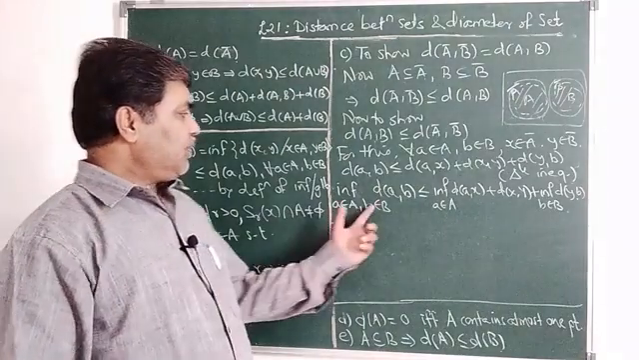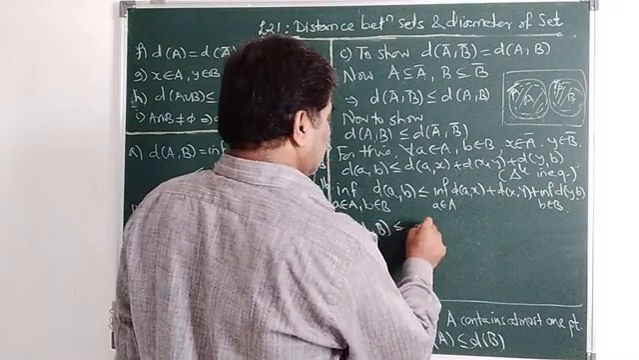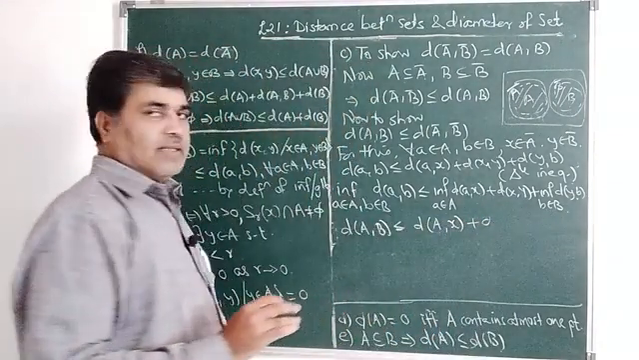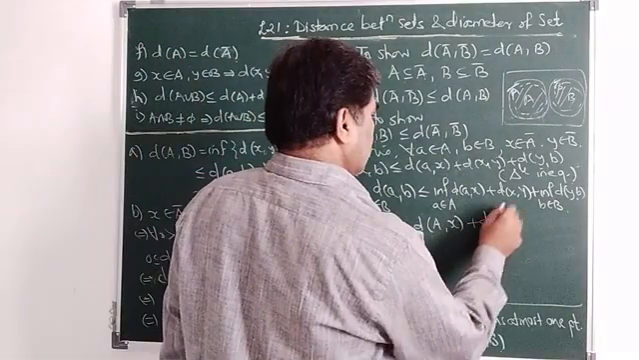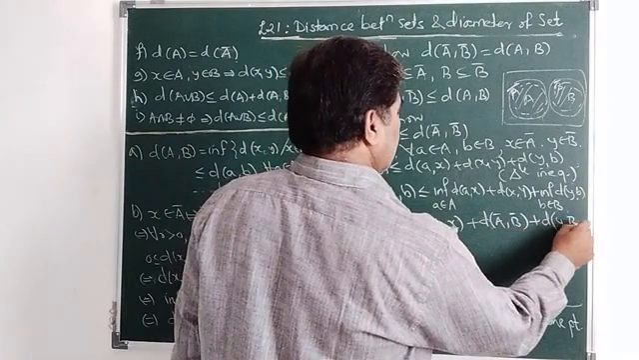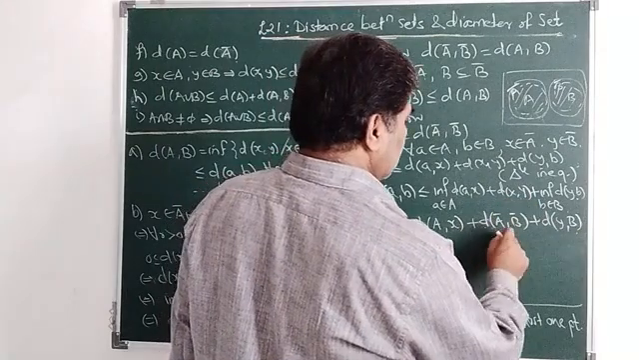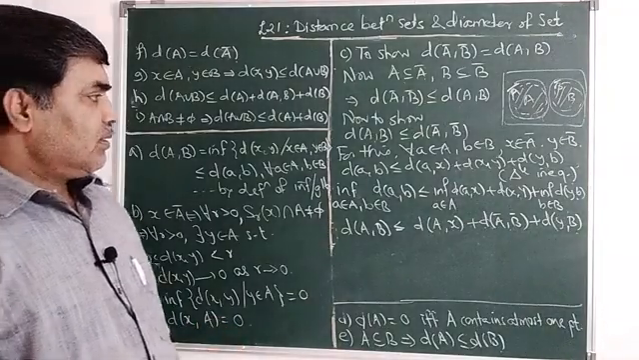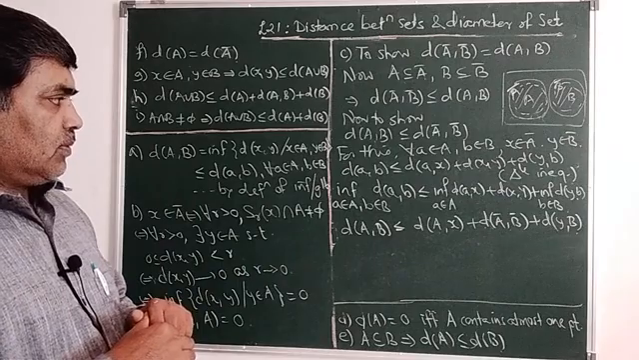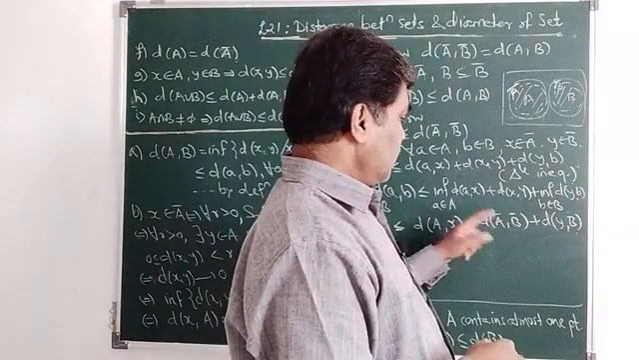So for this now, infimum of d(a,b) is nothing but the distance between A and B. This must be less than or equal to the distance between a and x plus the distance between x and y, plus d of y and b. Right? d(x,y) is at least the distance between A closure and B closure, because x is a member of A closure and y is a member of B closure.